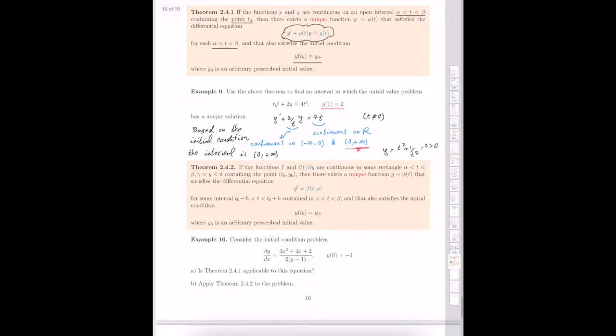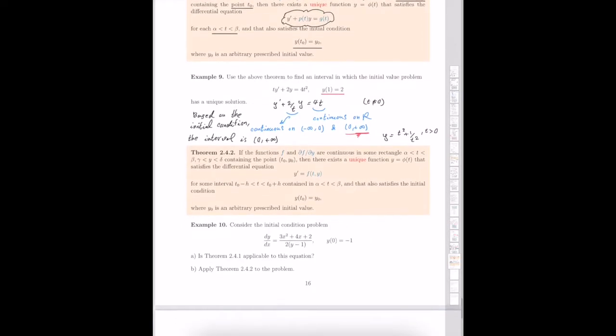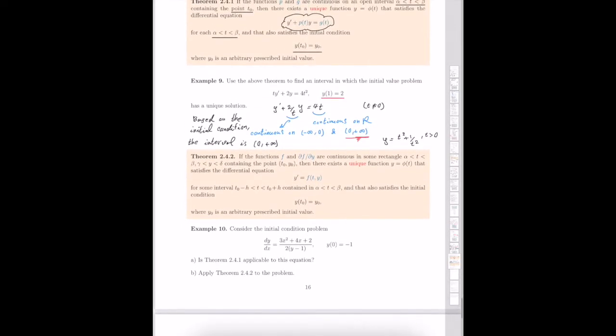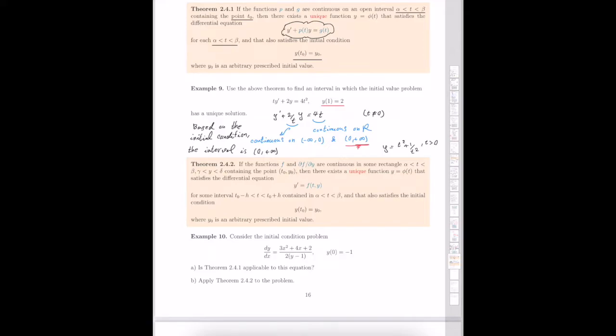The situation is more difficult, and we have a way weaker result for nonlinear differential equations. I have rewritten the form of the theorem here so that the matching to the previous theorem becomes more evident, I mean, compared to the book. So let me just emphasize that this one is for linear, and this one is for nonlinear differential equations.